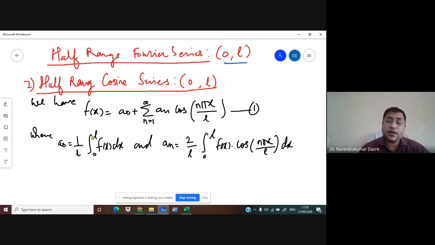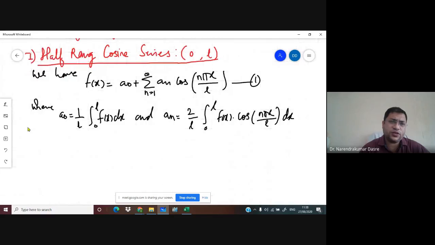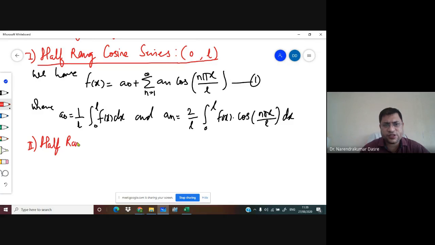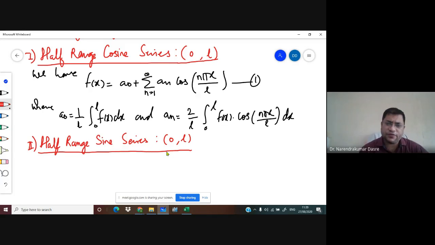So this is the half range Fourier series, precisely the half range cosine series. Once we have the cosine series, we also have the sine series. So we have the half range sine series. This is again in the interval 0 to L. When we say half range, it is always in the interval 0 to L.